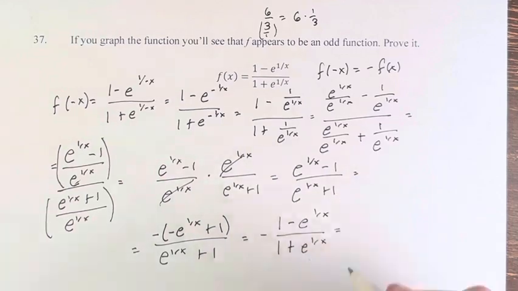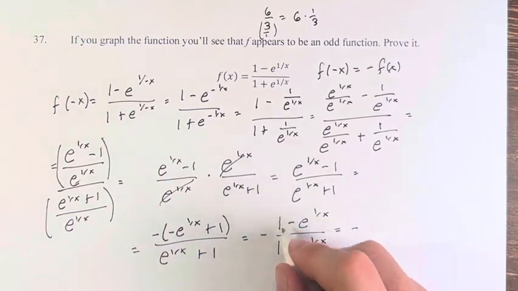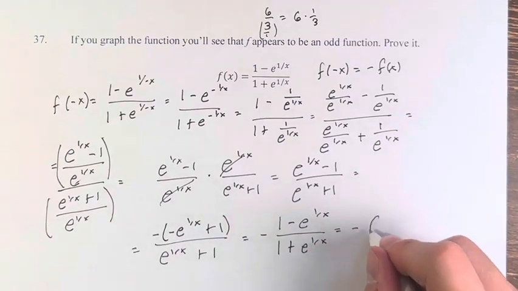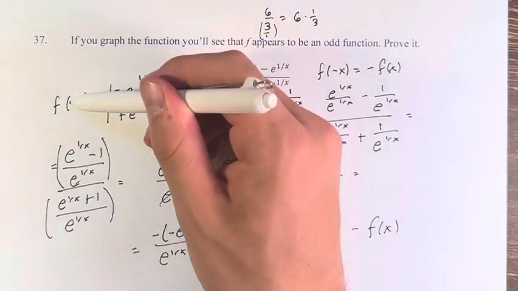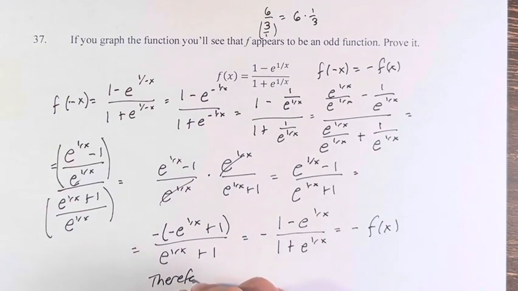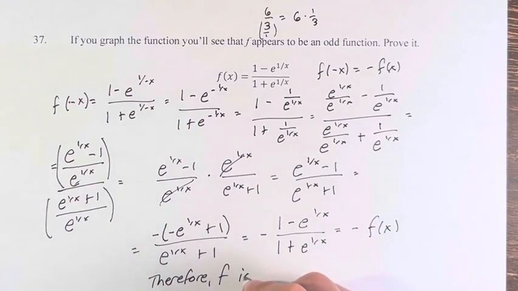What we have here is negative this fraction. What is this fraction? It's f of x. Therefore, f of negative x is equal to negative f of x. Therefore, f is odd.